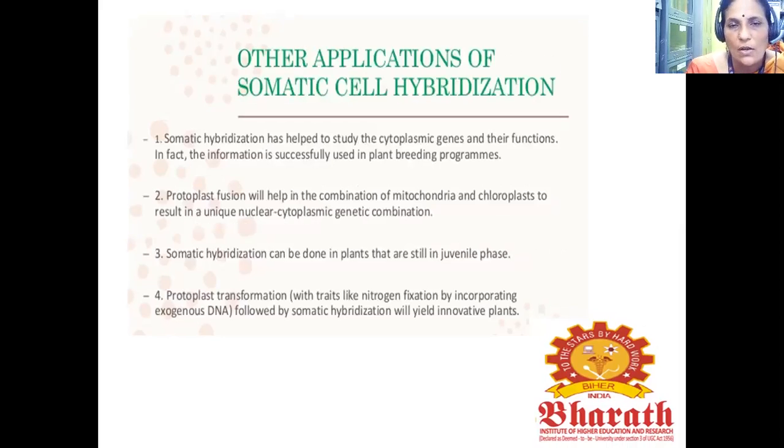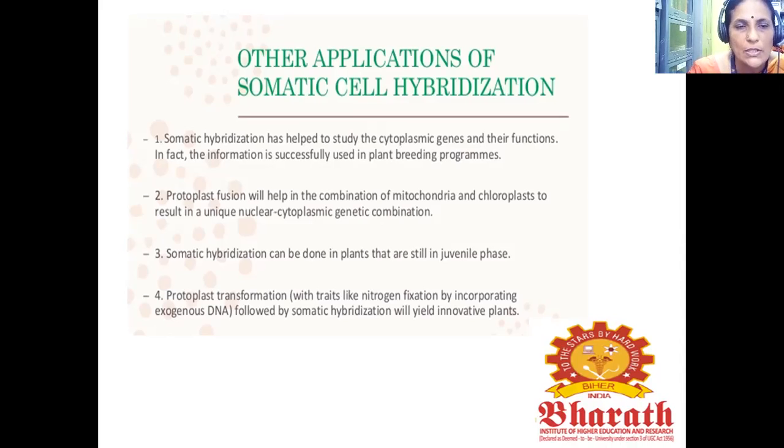Then other applications of somatic cell hybridization. First one is somatic hybridization has helped to study the cytoplasmic genes and their function. In fact, the information is successfully used in plant breeding programs. And the second application is protoplast fusion, which will help in combination of mitochondria and chloroplast to result in a unique nuclear cytoplasmic genetic combination.